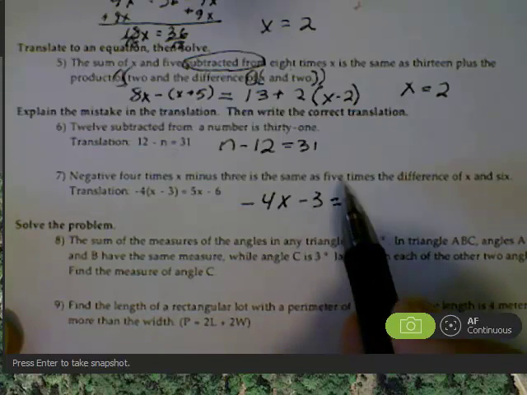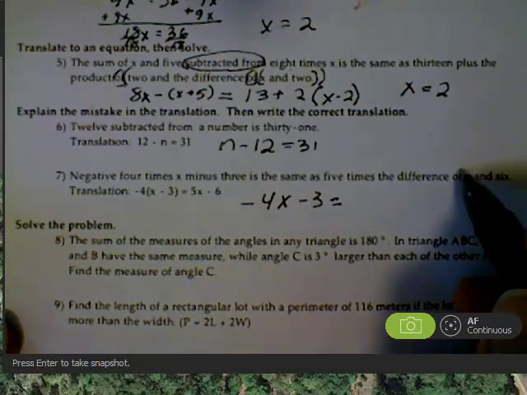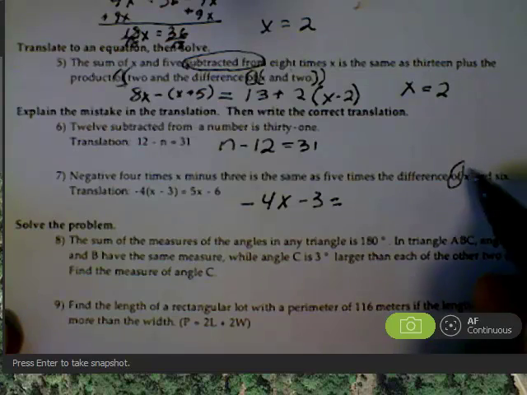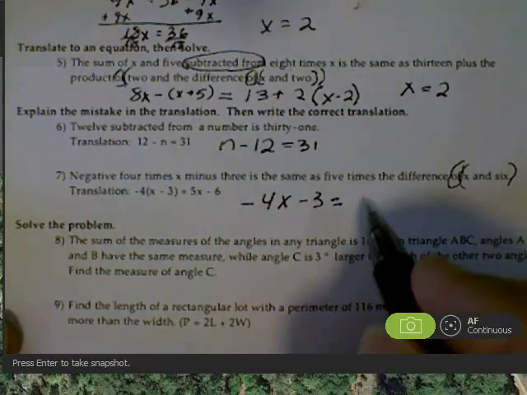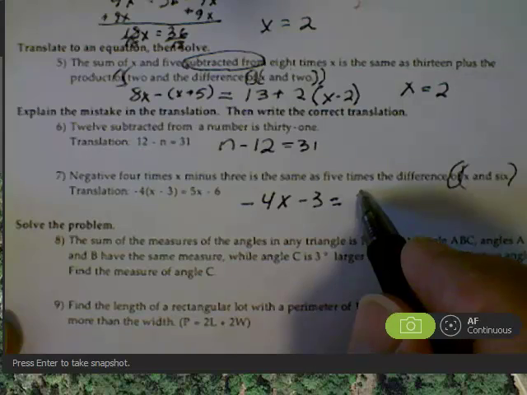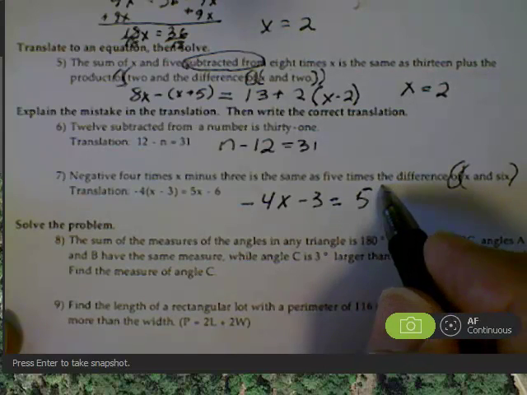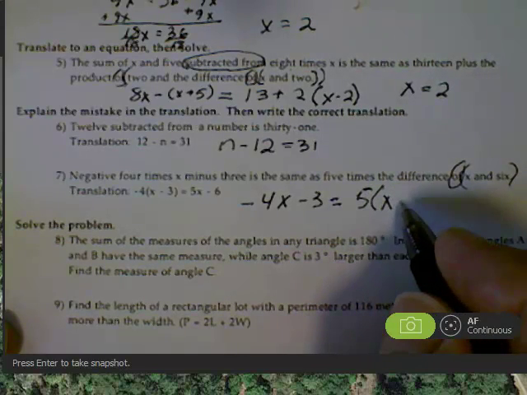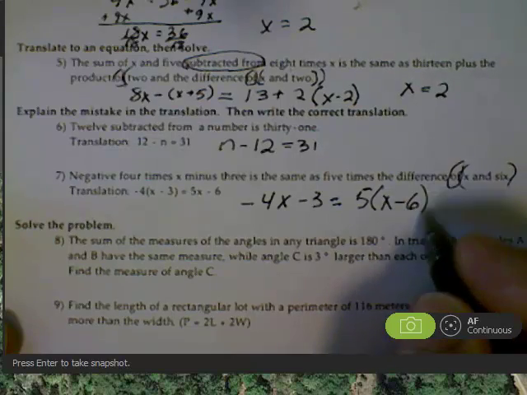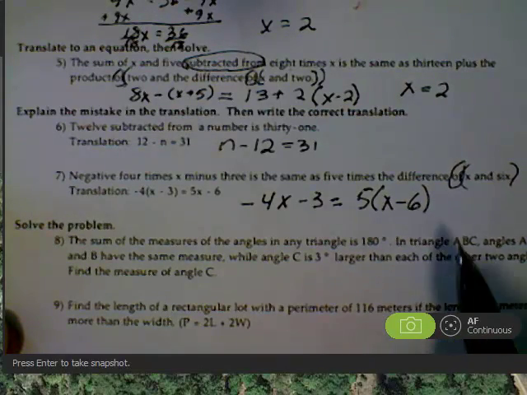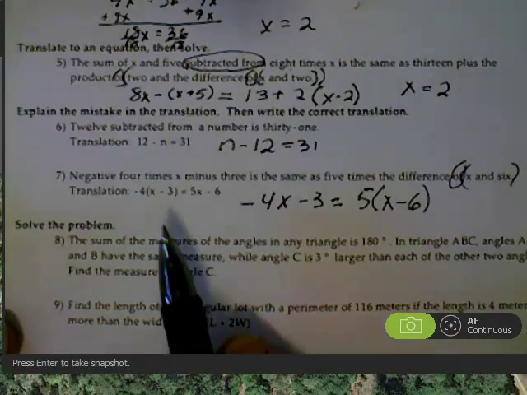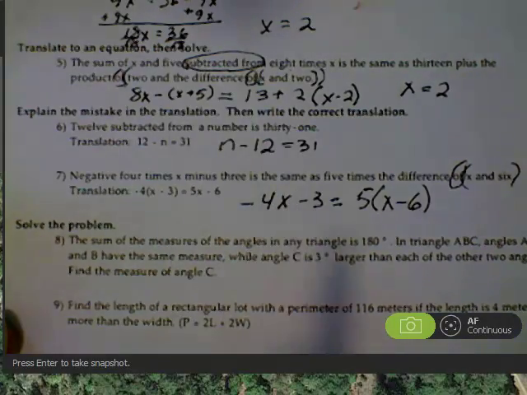Is the same as, equal as, 5 times the difference. There is an "of." Difference of x and 6 is 5 times the difference of x and 6. And that's the correct one, and it's because there's no "of" on the left and there is on the right.